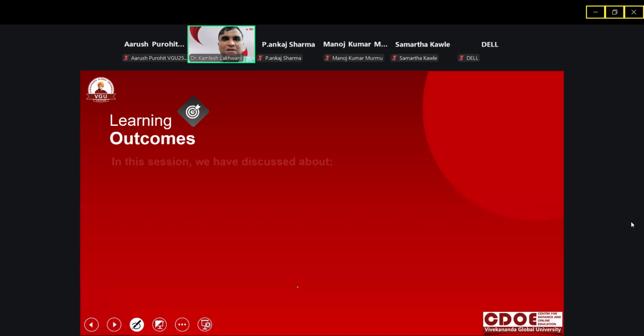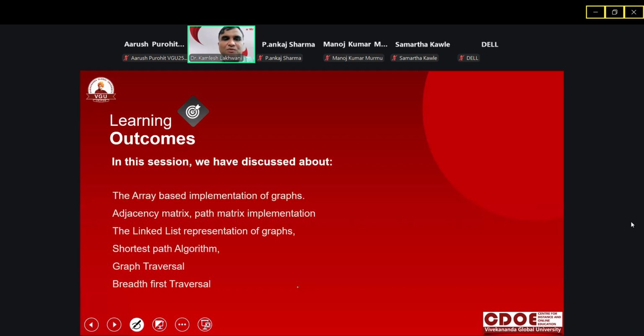In detail. So in this session, we have discussed about the array-based implementation of graph, adjacency matrix, path matrix implementation, linked list representation, and graph traversal like DFS and BFS. I'll explain the DFS and BFS in the next lecture in detail, right? So today only we have learned about the name of these two traversal algorithm, DFS and BFS.